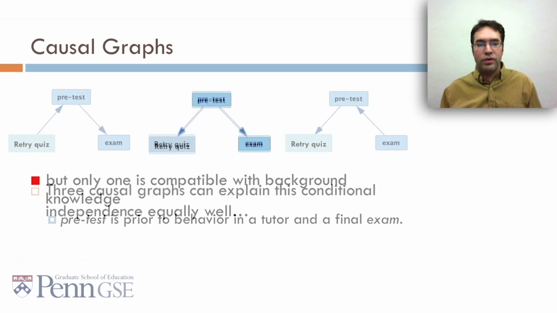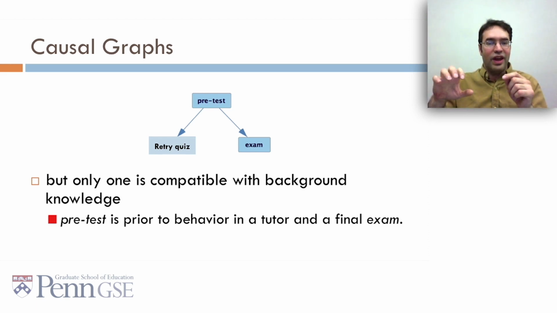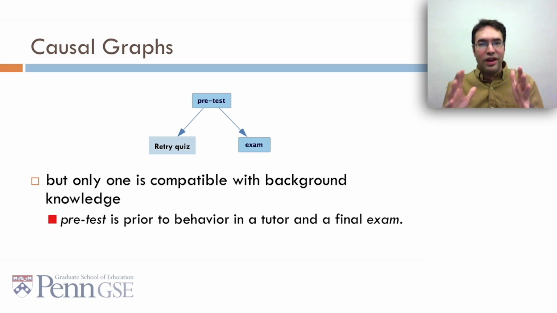What do we do? Well, if we know the pretest occurred before retrying the quiz and the exam, then we know that retrying the quiz can't change the pretest, and the exam can't change the pretest. And that allows us to hone down which of these possible causal models is actually the correct one.